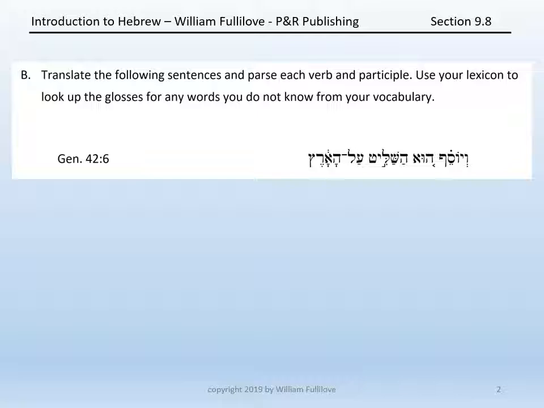In Section B, then, we practice translating and parsing in various clauses and phrases. For example, Genesis 42:6 reads, V'yosef hu hashalit al haaretz. Now the first thing I would do is look for the verb, but in this case we do not have a verb, so this is what we call a verbless clause. The next thing I want to do is look then for the subject and predicate.